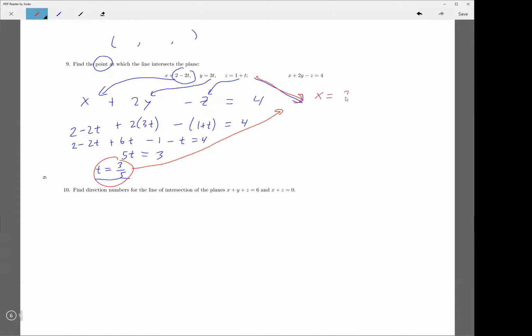So x equals 2 minus 2 times 3/5, which is 2 minus 6/5, which is 4/5. Then y is 3 times 3/5, which is 9/5. And then z is 1 plus 3/5, which is 8/5. Okay, so we're going to put in 4/5, 9/5, and 8/5, and let's see if that works.